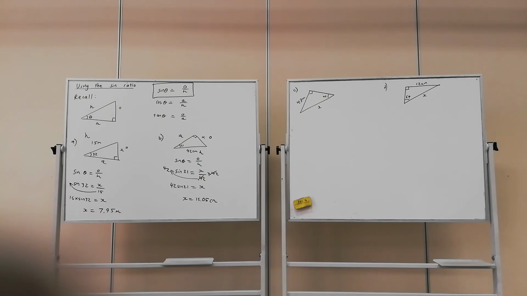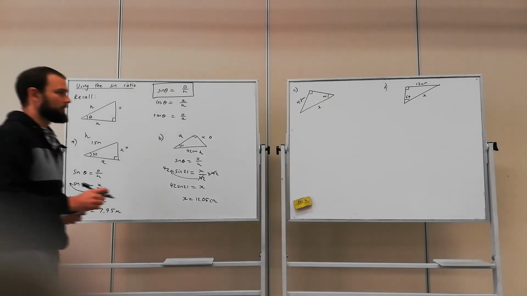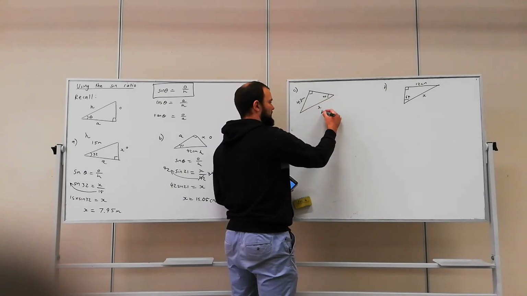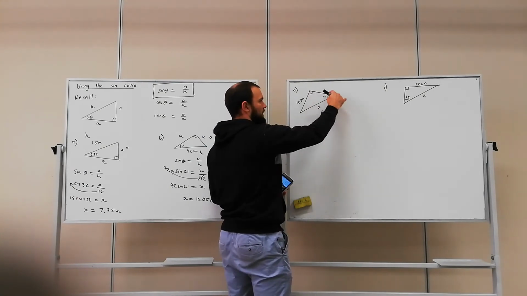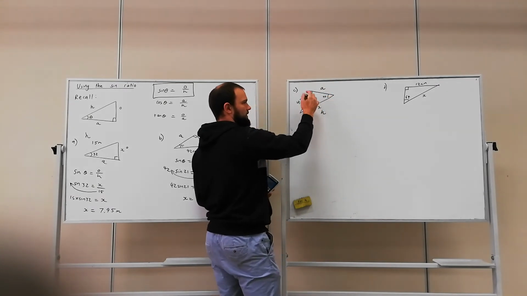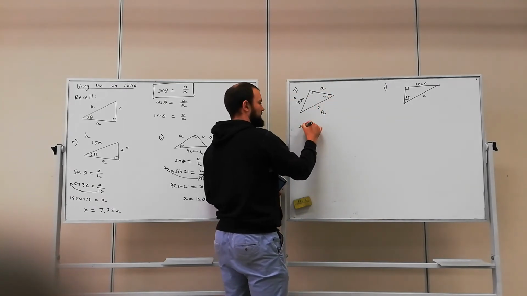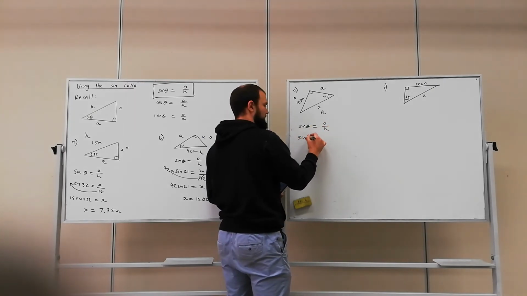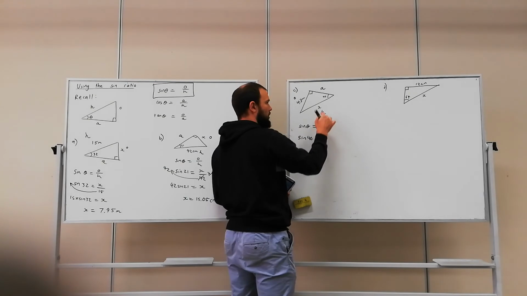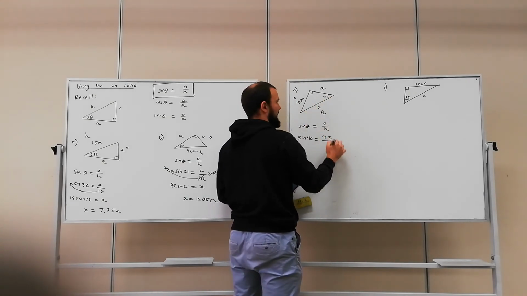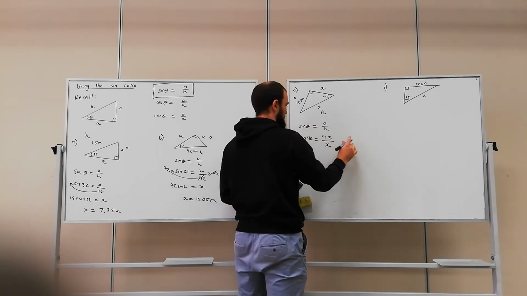Now the next two examples are going to be slightly different. First step, let's label the triangles. Here's our right angle, that means this corresponds with H. Adjacent and theta are connected, that's A. And our opposite side is opposite this angle. So again, sine theta is O on H. Theta is 40. O is 4.3. And H is X. H is unknown.